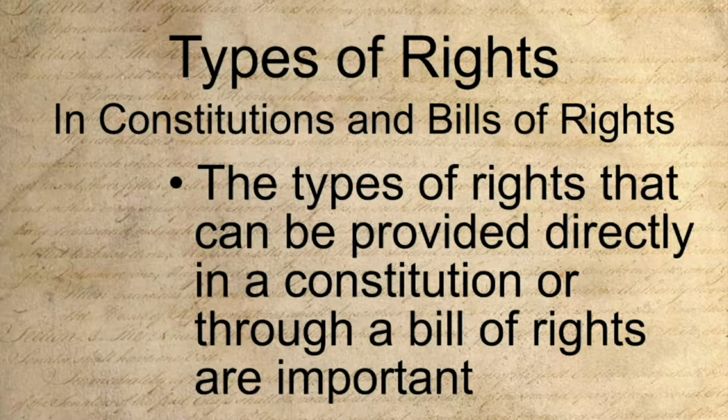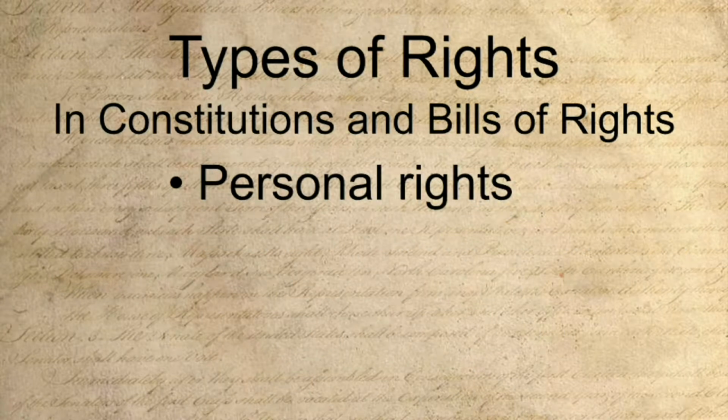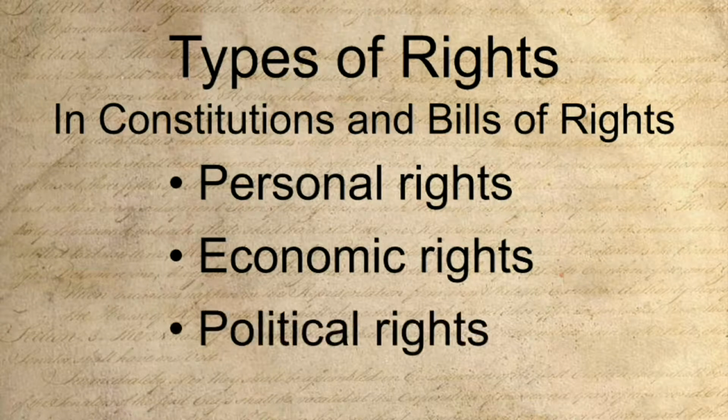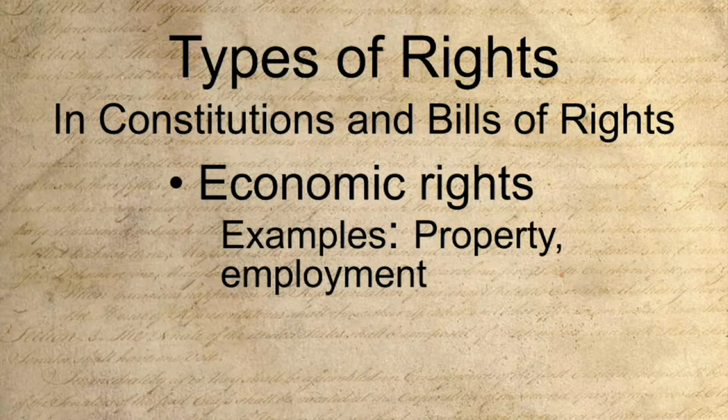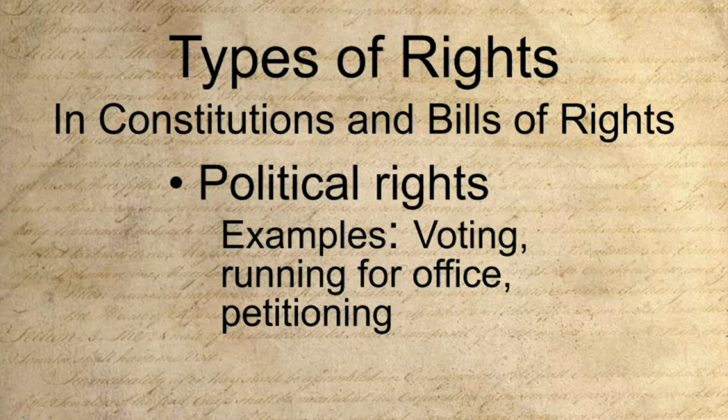The types of rights that can be provided directly in a Constitution or through a Bill of Rights are important. Personal rights, economic rights, and political rights are common types of rights that can be provided in a Bill of Rights. Personal rights include rights of autonomy, such as freedom of conscience, privacy, and movement. Economic rights include the right to buy and sell property and similar rights. Political rights include the right to participate in government matters.